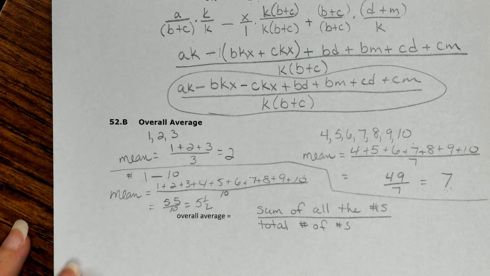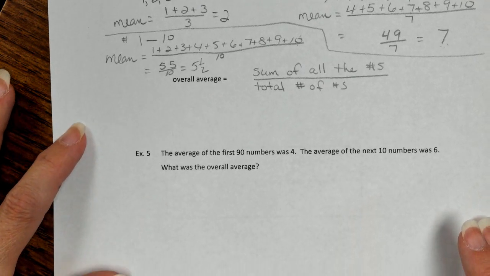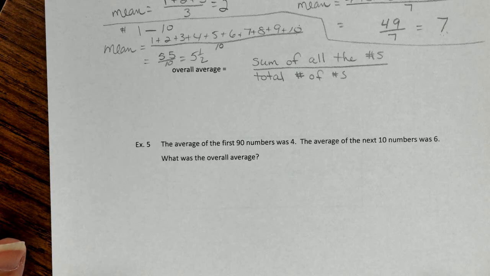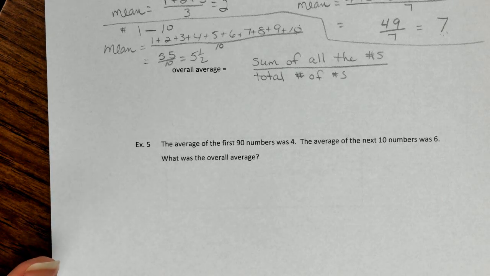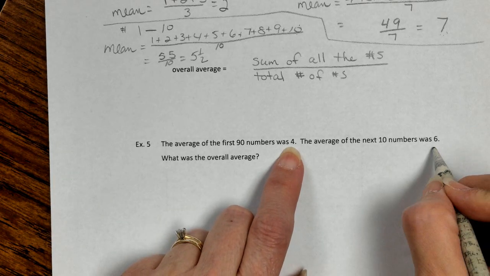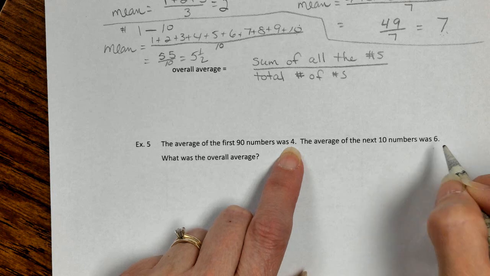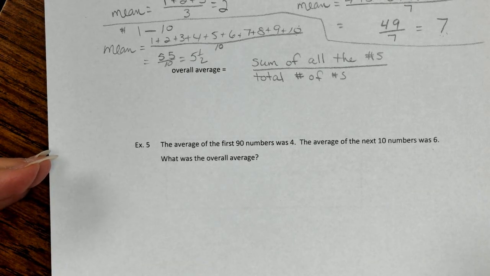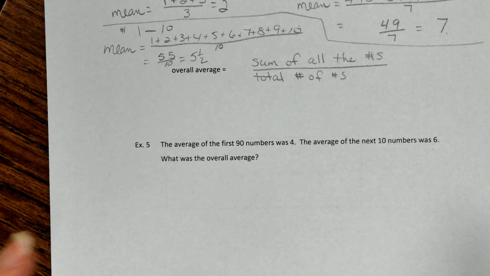All right, so look at example 5. The average of the first 90 numbers was 4. The average of the next 10 numbers was 6. Okay, we already know we can't just do 4 plus 6 and divide by 2. But they're not telling me what the total was for either of those groups. But here's what I know.